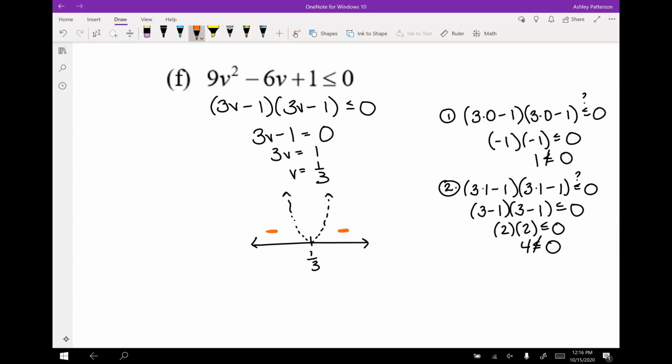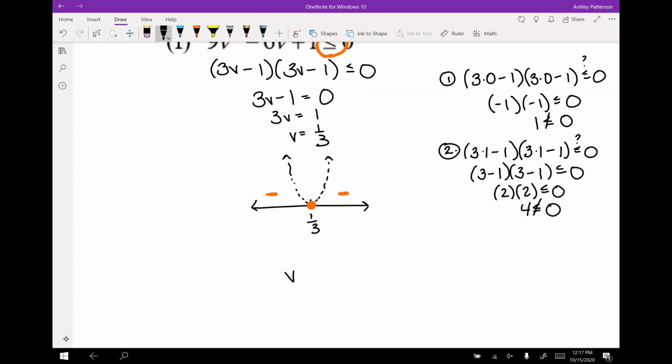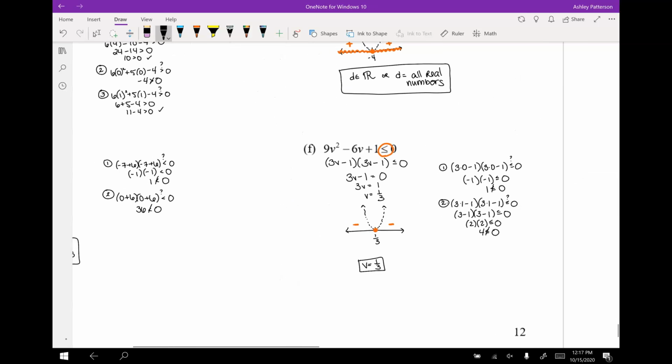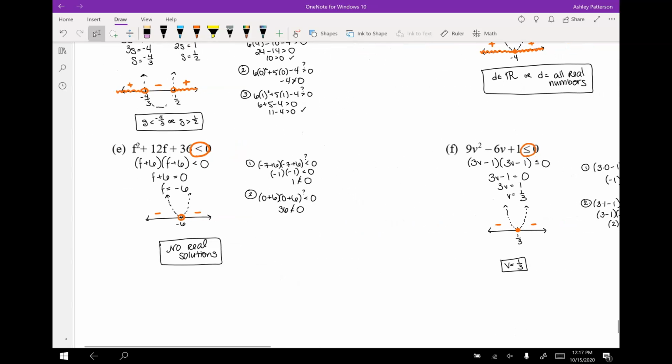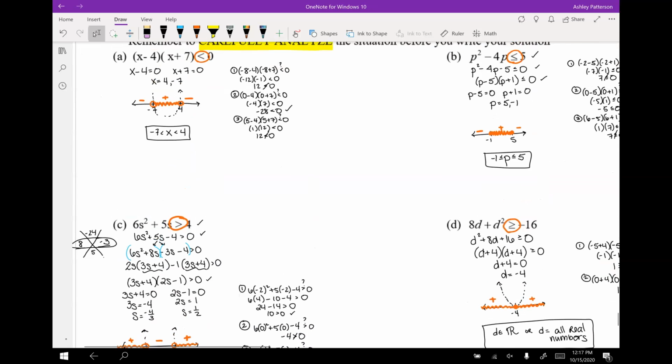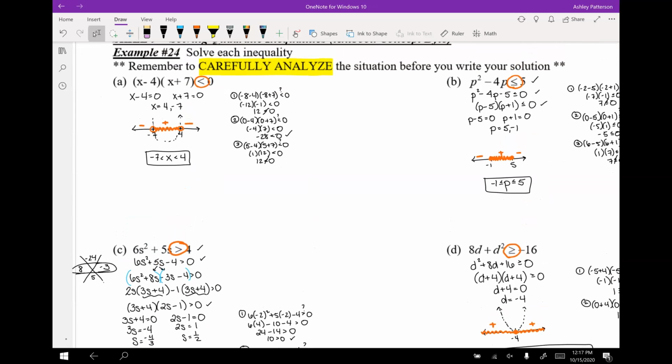All right, going back to our inequality, it is equal to. So we do include the 1/3. If we were to substitute 1/3 in, we would get 0. So this is just what I talked about before. On the previous example, we only have one solution. V is 1/3. Okay, so remember, ladies and gentlemen, solve, ignore the inequality, solve for your x-intercepts. Analyze the solution. Where do the solutions lie in relation to the x-intercepts? And then write your inequality appropriately.